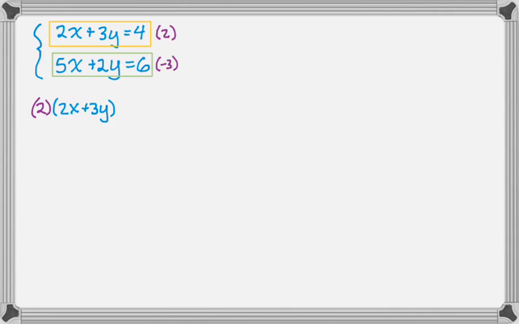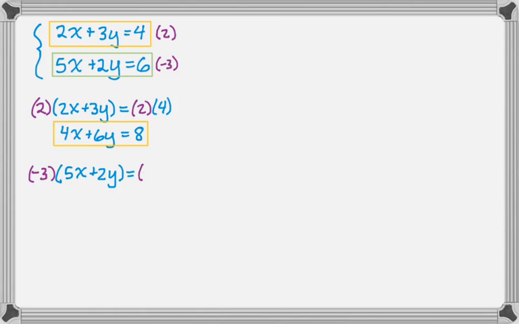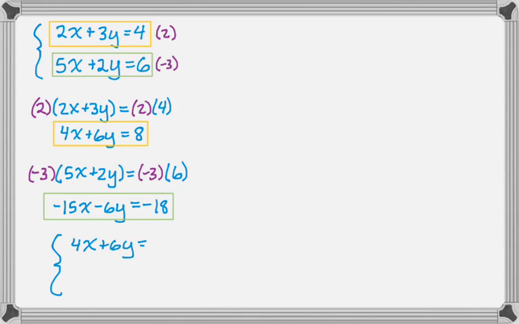So 2 times everything on the top gives me 4x plus 6y equals 8. Almost forgot to distribute. And then I'm going to multiply the bottom equation, everything I see, by negative 3. So I get negative 15x minus 6y equals negative 18. So what I'm going to do is combine those into a new system, which is really just a scaled up version of our old system. That creates the equal and opposite coefficients that I wanted.